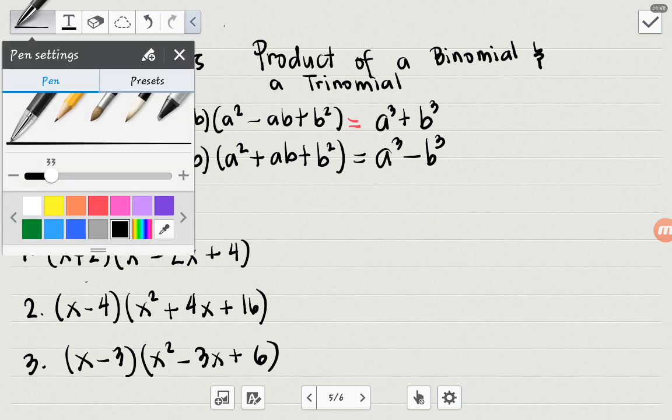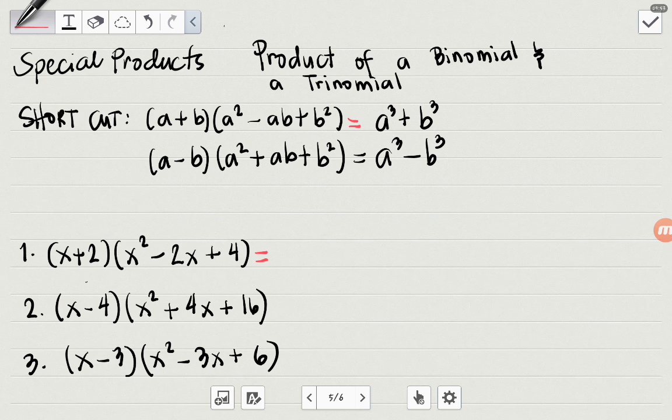Okay, sige. So, let's try to answer number 1 using this pattern. So, hindi tayo gagamit ng distributive property. Diretso tayo sagot. So, tignan natin yung factors. Check natin isa-isa. So, doon muna tayo sa sign tumingin. So, plus, minus, plus. Check. Okay, first term is x. Second term is 2. Dapat yung sa pangalawang factor natin, yung first term niya ay square niya. Tama. Then, yung pangalawang term, product ni 2 at x. So, 2 times x, 2x. And then, yung panghuling term ng second factor, dapat square ni 2. Ano bang square ni 2? Which is 4. Ayan.